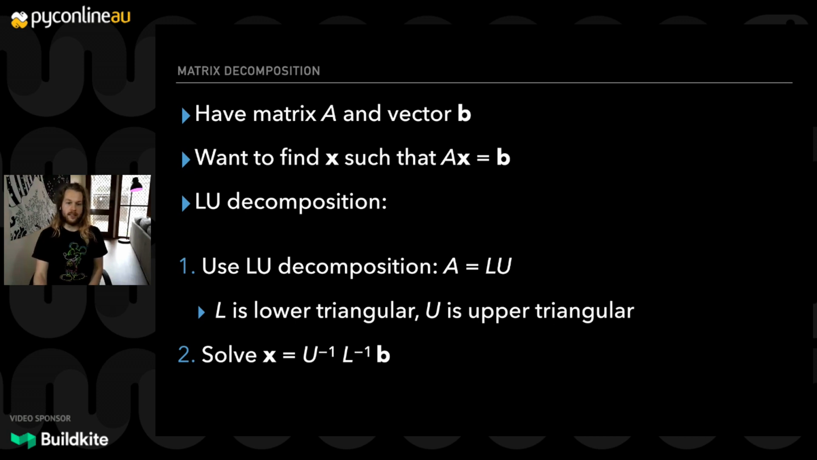More concretely, one example is LU decomposition. We find two matrices, L and U, so that A is the product of L and U. L is lower triangular. That means that all its values that are not 0 are below the diagonal, and U is upper triangular. So all its non-zero values are above the diagonal. And that makes it easy to solve L inverse B.